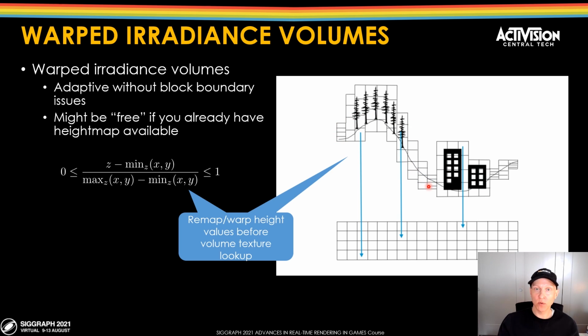And if we smooth out the height changes to minimize the warping artifacts, so the height changes smoothly, there's no abrupt changes, we can guarantee that there are no seams or visible warping artifacts. And what this gives us is an adaptive warped irradiance volume, where the reconstruction is always continuous, so we don't need to worry about block boundary artifacts or patching together hierarchy levels or anything like that.